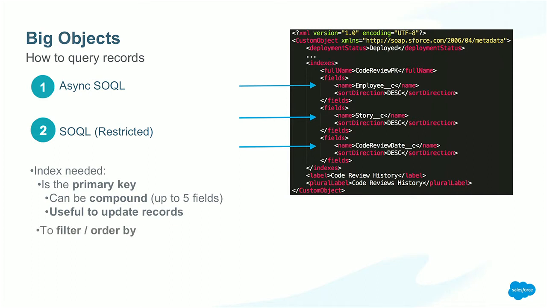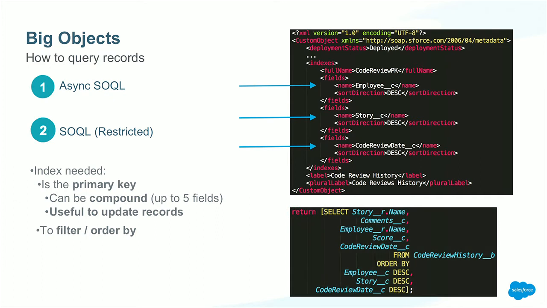And this index is needed in order to be able to filter and order by in normal SOQL. In SOQL over custom objects, you don't need to define an index or anything in order to filter by or order by, but in this case, you have to. So in this case, we will be able, with this index, to filter by employee or employee and story, or employee and story and code review date, but always in that order. So this is an example query that we could do in SOQL and that will work.